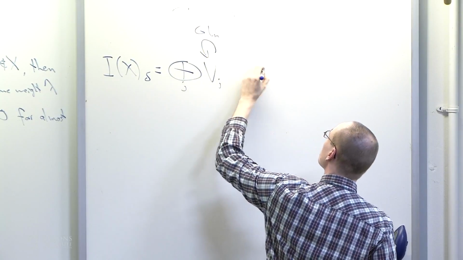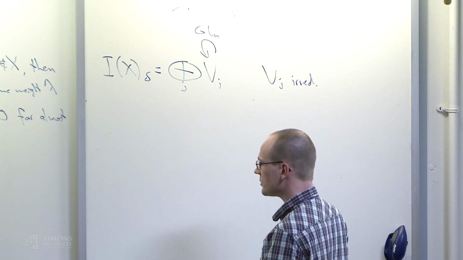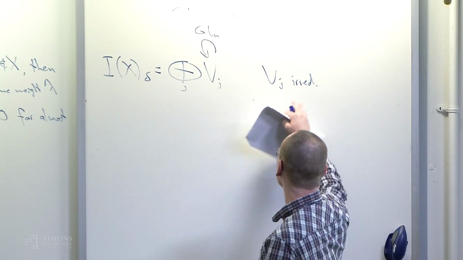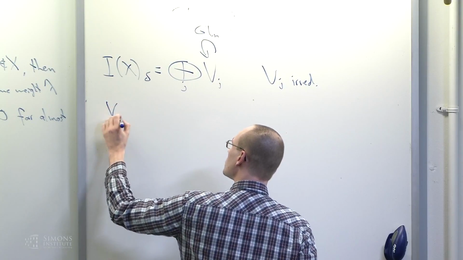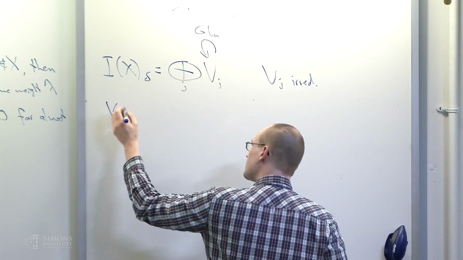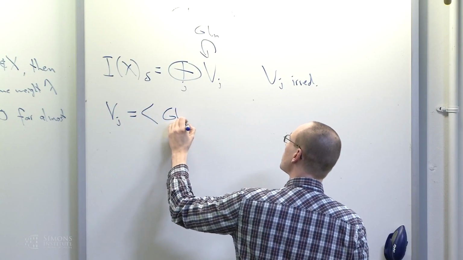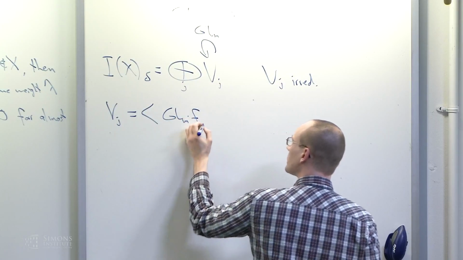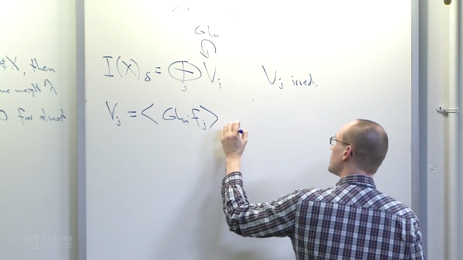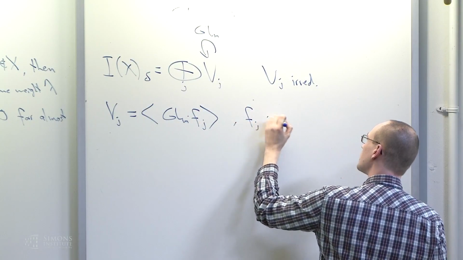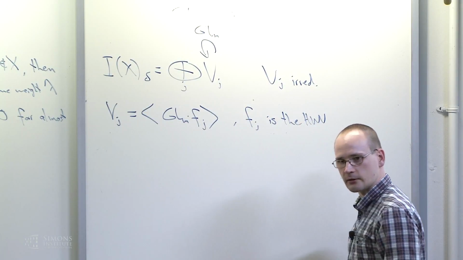So the Vj are irreducible. Each Vi or Vj here has exactly one highest weight vector. And moreover, each of these Vj is equal to the span of that highest weight vector. So for each Vj, you get a highest weight vector Fj, and Fj is the highest weight vector up to scale. But scale doesn't matter because you can rescale here.